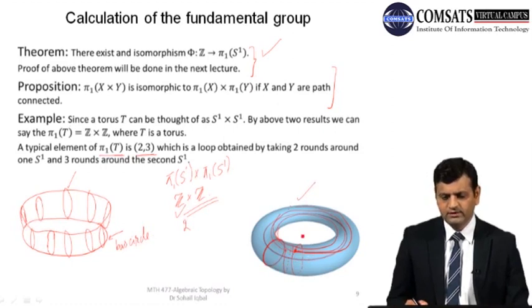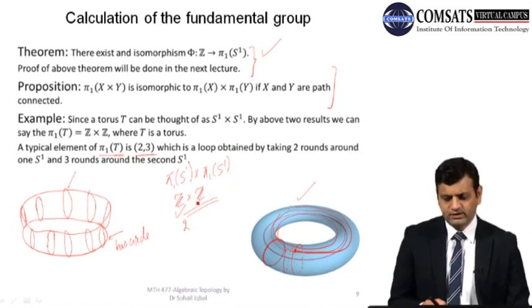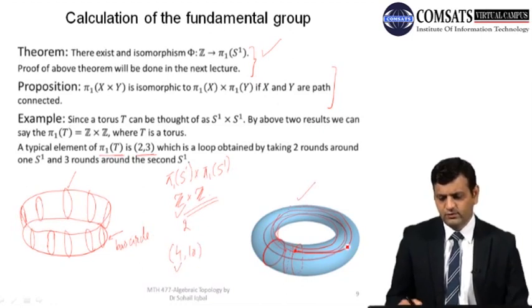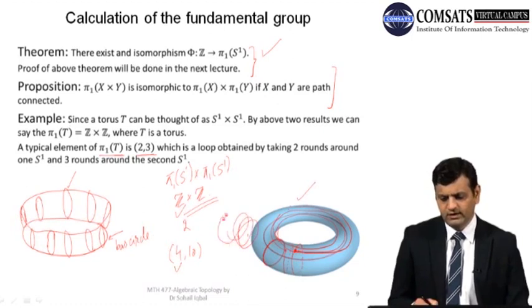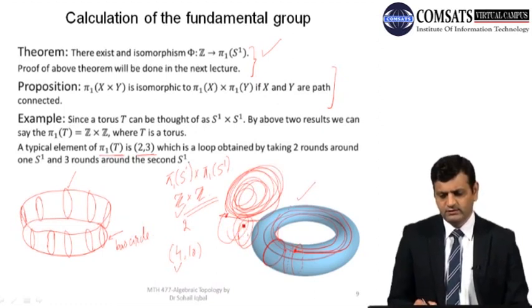So that's a typical element of the fundamental group of this torus. Now similarly we can consider other elements, let's say (4, 10). It means that it will take 4 rounds around this side, 1, 2, 3, 4, and it will take 10 rounds around the other side, 1, 2, 3, 4, 5, 6, 7, 8, 9, 10. So it will come back to the same point. So that's how the elements of this fundamental group look like.